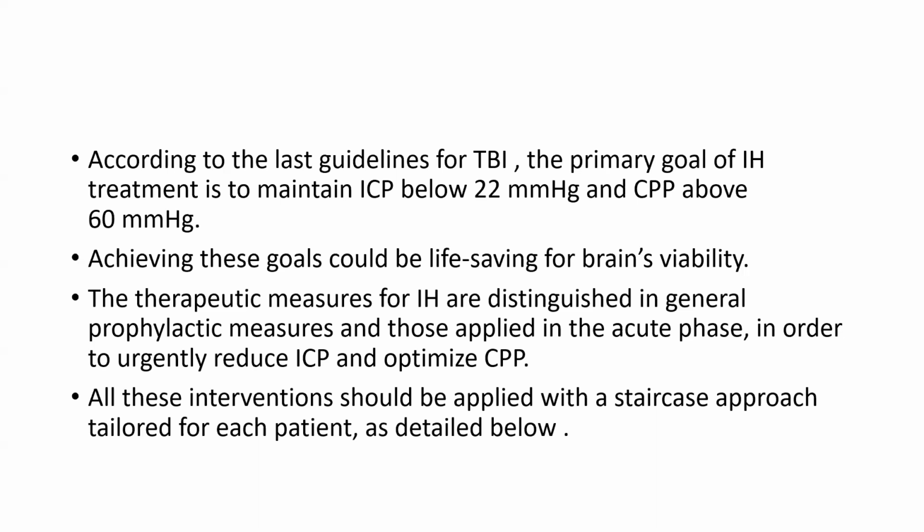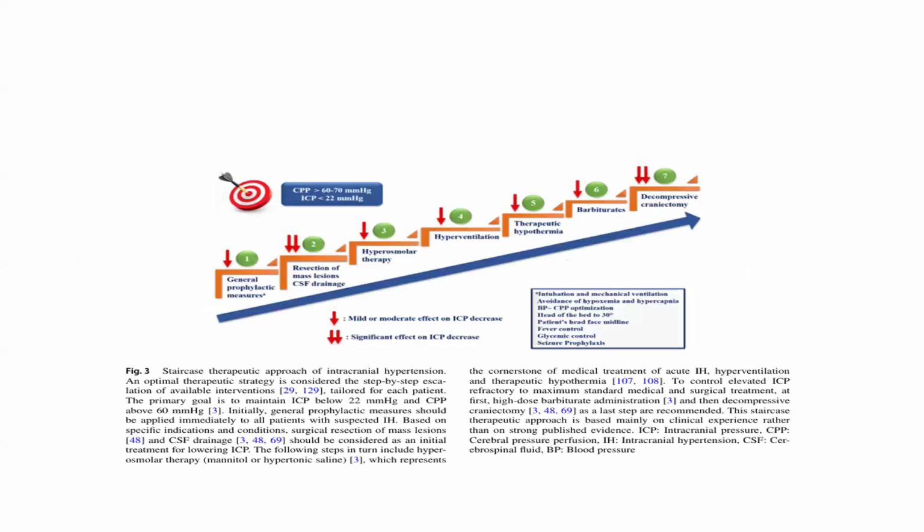The therapeutic measures for intracranial hypertension are distinguished in general prophylactic measures and those applied in the acute phase in order to urgently reduce ICP and optimize CPP. All these interventions should be applied with the staircase approach. The main aim should be CPP more than 60 to 70 mmHg and ICP less than 22 mmHg.